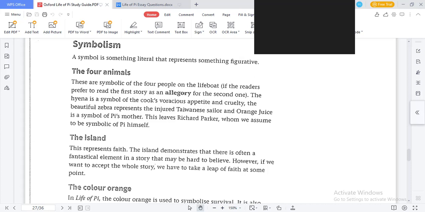Number two, the beautiful zebra represents the injured Taiwanese sailor. You just say equals Taiwanese sailor. Orange Juice, which is the orangutan, is a symbol of Pi's mother, equals Pi's mother. We are doing well, guys.